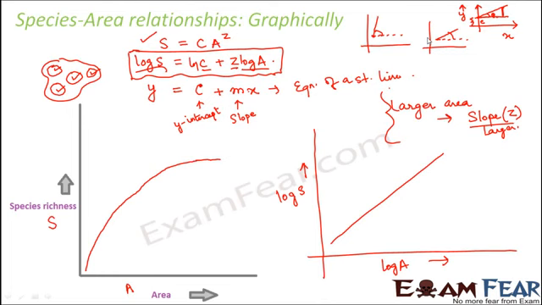Now the concept is quite simple. You just need to know this relationship. Once you know this, all you have to do is apply the concept of the equation of a straight line to this equation, and you will be able to analyze or interpret the results really well. Now the question is, what is the importance of this species area relationship equation? What do we do with this?